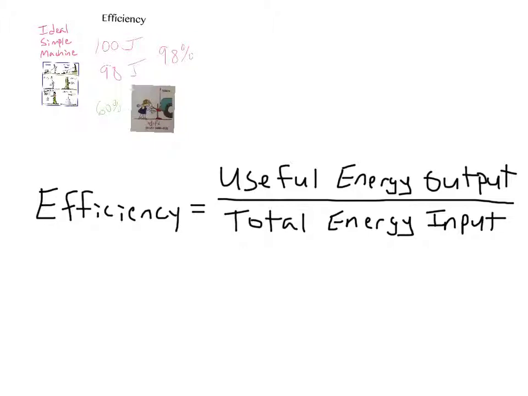But through the use of machines, we're able to take that energy and get some use out of it, but what we get out of it is always going to be less than what we put into it. So that covers machines and efficiency.